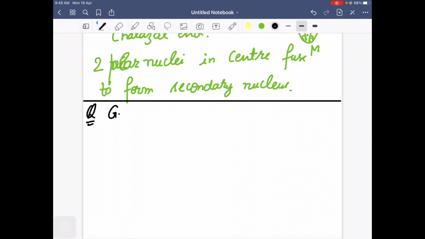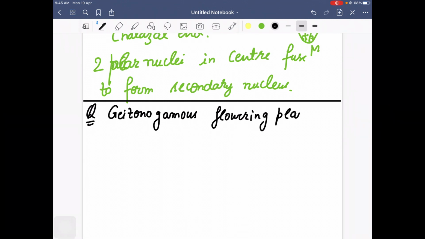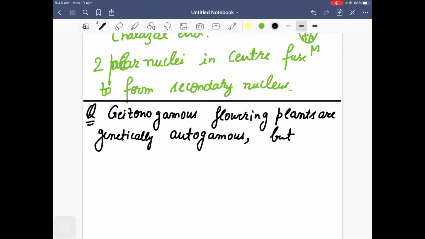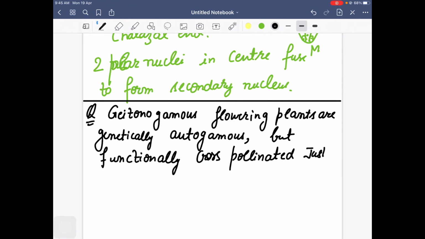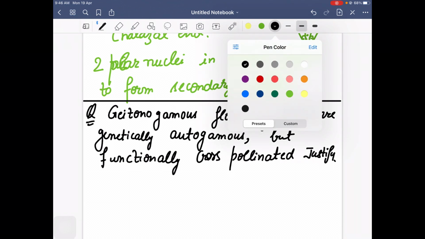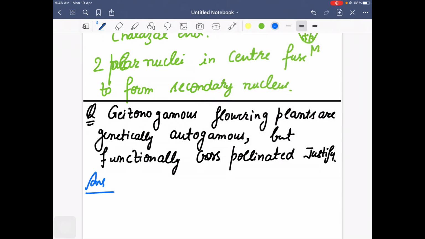The another question is important, but many times students get confused with this question. Geitonogamous flowering plants. Geitonogamy means self-pollination. Geitonogamous flowering plants are genetically autogamous, but functionally cross-pollinated. Can you justify it? So justify this statement. Many students feel confused in this question. I don't know why. Very simple question.